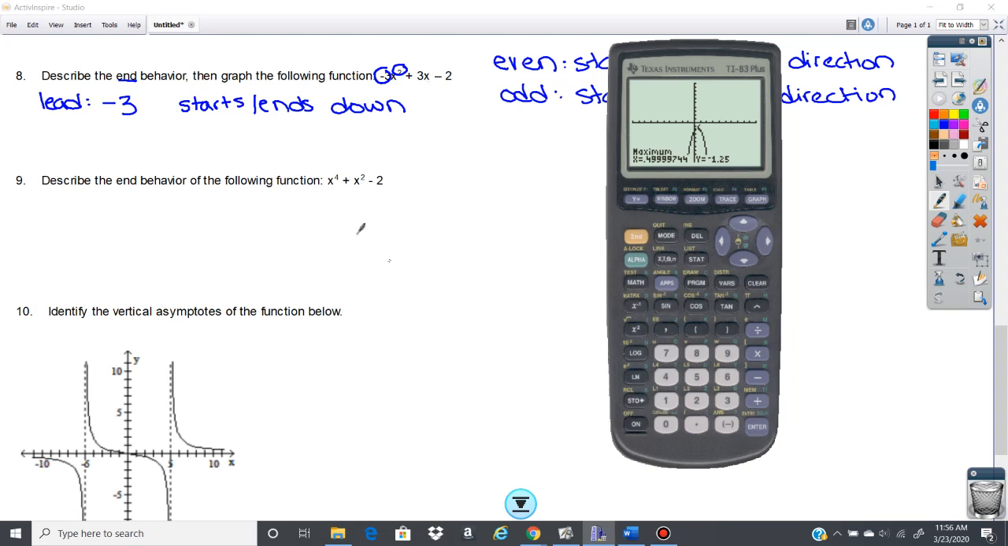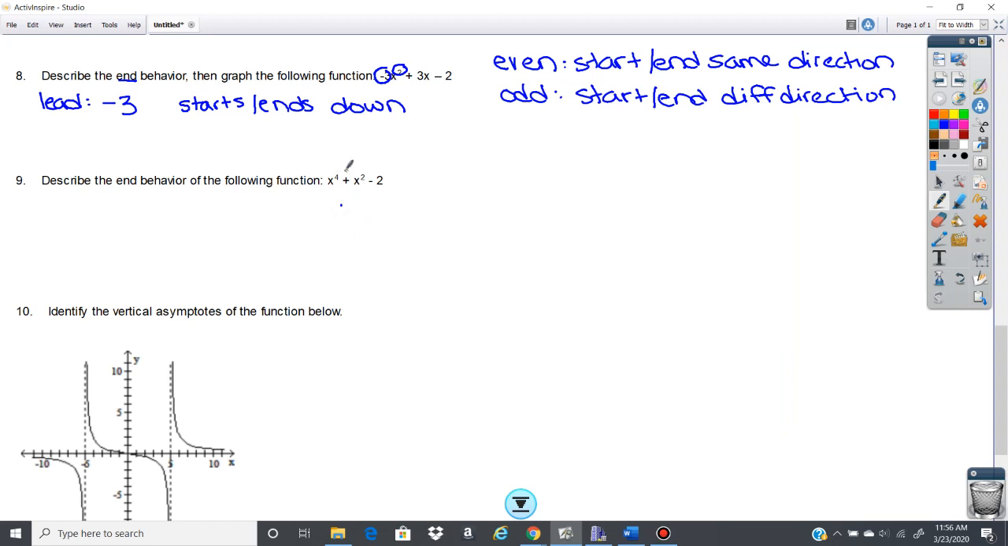All right, let's look at number 9. We have an even degree. So starting and ending in the same direction again. My leading coefficient is 1, which means it's positive. Okay, so this is even degree, starts and ends up.